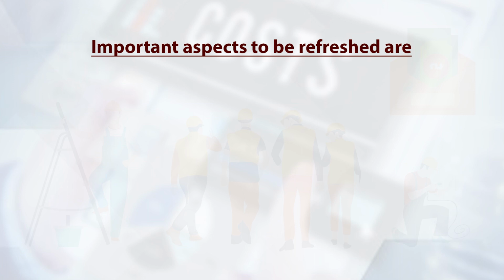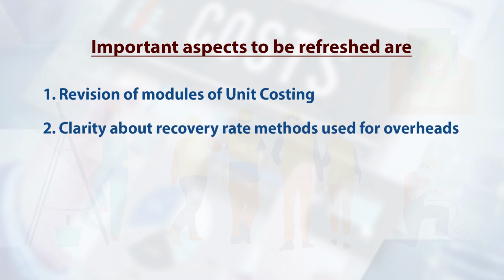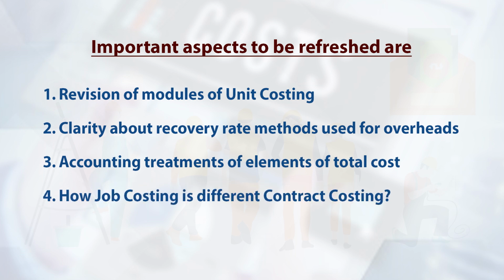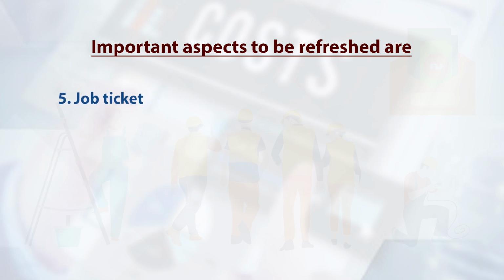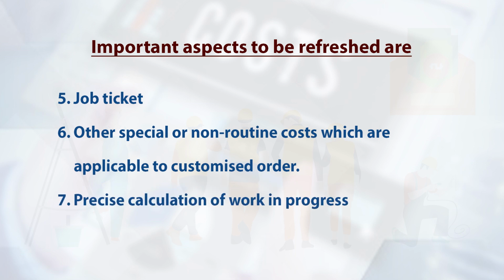Important aspects to be refreshed are: number 1, revision of modules of unit costing; number 2, clarity about recovery rate methods used for overhead; number 3, accounting treatments of elements of total cost; number 4, how job costing is different from contract costing; number 5, job ticket; number 6, other special or non-routine costs which are applicable to customized orders; number 7, precise calculation of work in progress.